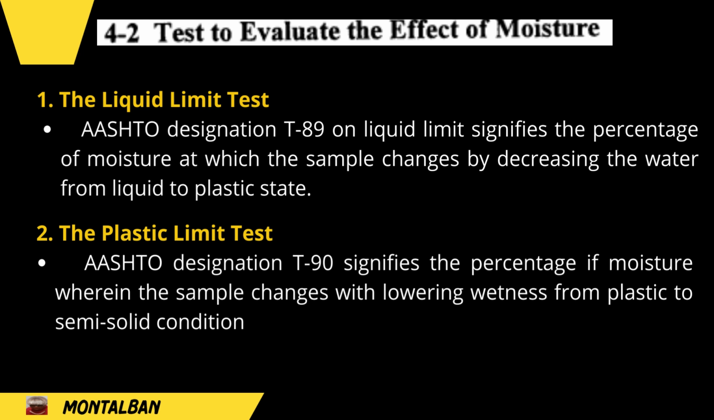Second is the plastic limit test. AASHTO designation T90 signifies the percentage of moisture wherein the sample changes, with lowering wetness, from plastic to semi-solid condition. So, at this stage, the soil mortar starts to crumble when rolled into threads 1/8 inch in diameter. Then additional water will make the soil plastic, but sands are non-plastic material, so that its plastic limit cannot be determined.